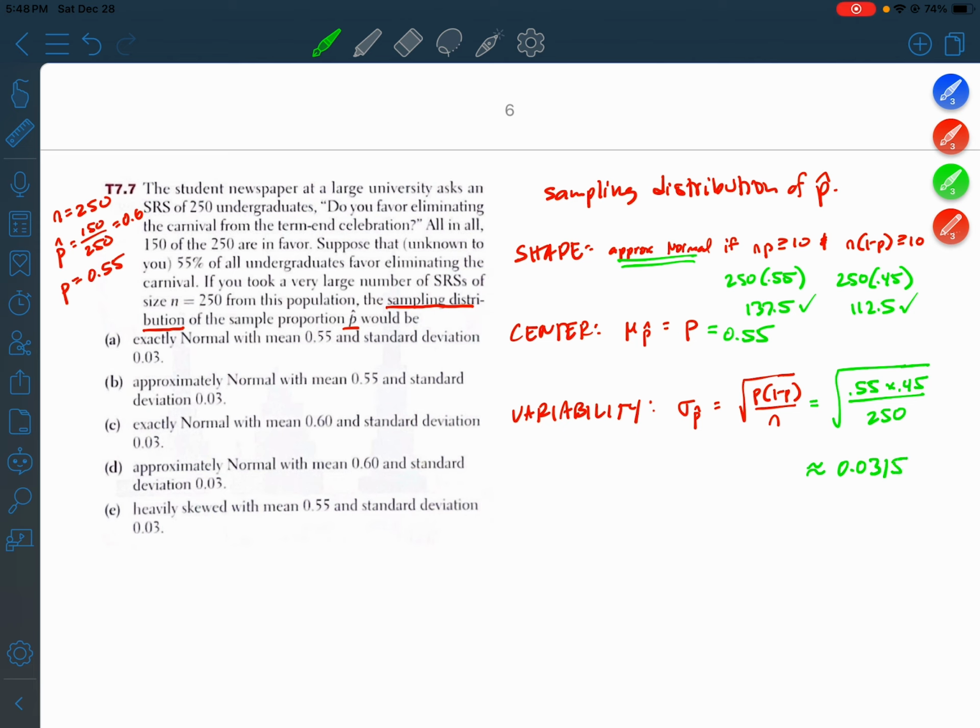So we can already eliminate A and C and E. A and C say exactly normal, and nothing in life is ever exactly normal. E says heavily skewed, which is not true. It's going to be approximately normal. We're looking for a mean of 0.55, which is what choice B has. Choice D has the wrong mean, and they both have the right standard deviation of 0.03.